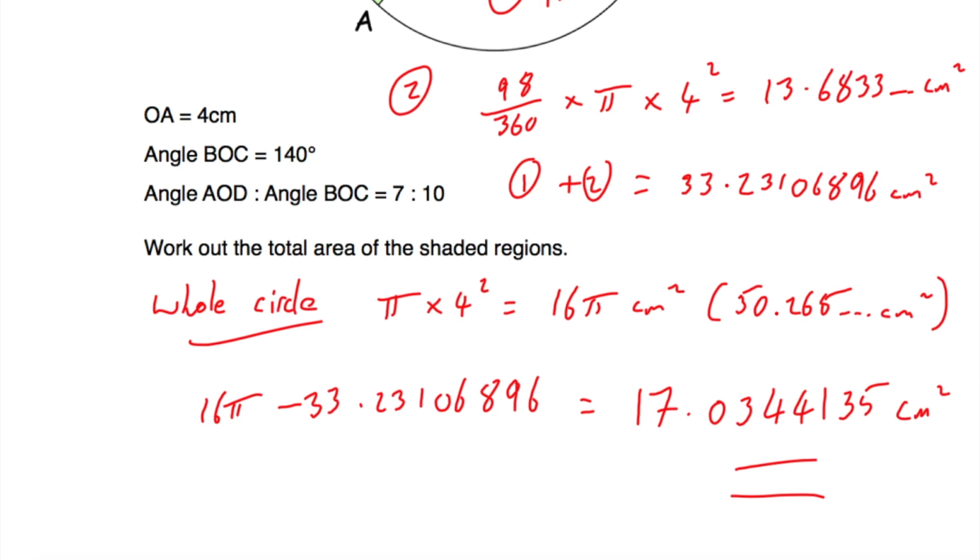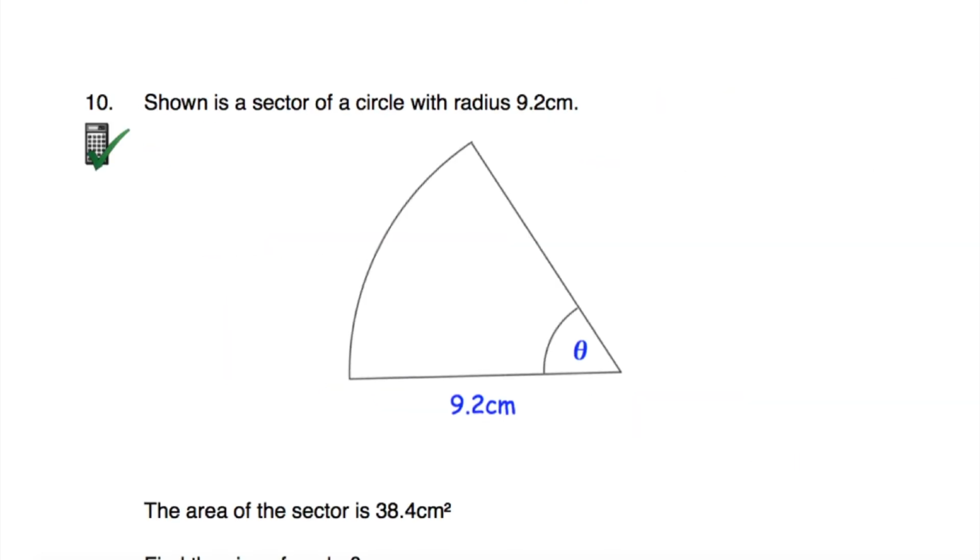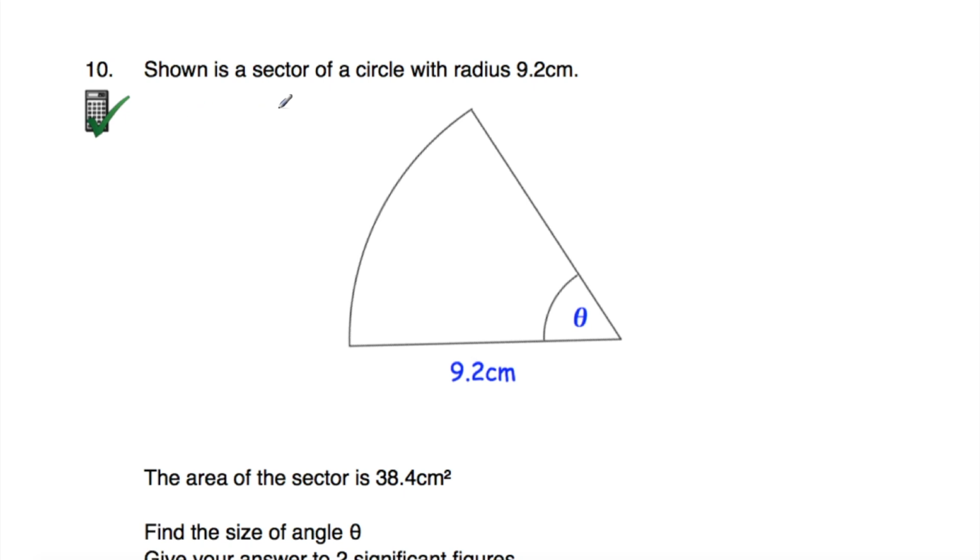Okay, let's look at our next question, question number 10. So question number 10 is a calculator question again, fantastic. And we've been told shown is a sector of a circle with a radius of 9.2 centimeters, and the area of the sector is 38.4 centimeters squared. We've been asked to find the size of this angle, giving our answer to two significant figures.